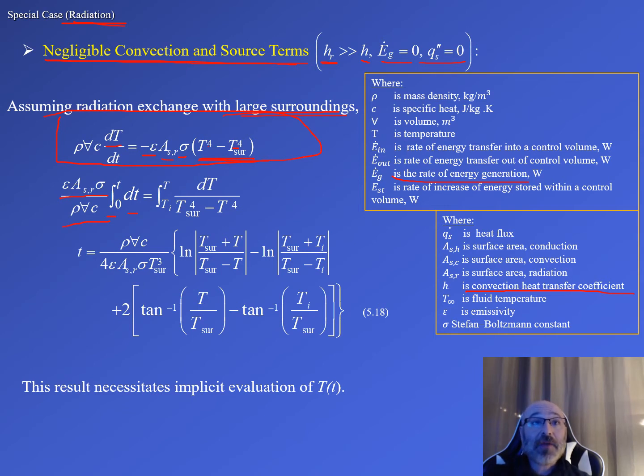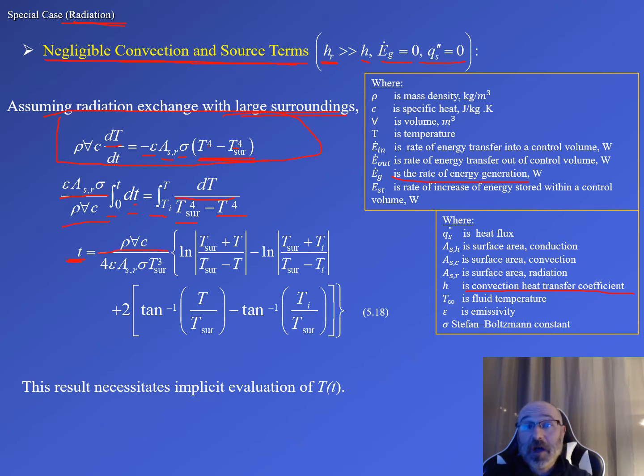Now when we do that, this is equal to the integral from T initial to T of dT all over T surrounding to the 4th minus T to the 4th. So when we take the integral of both sides, we end up with this relationship. Then, once we do out those integrals, we can solve this for T, and we have the following relationship.